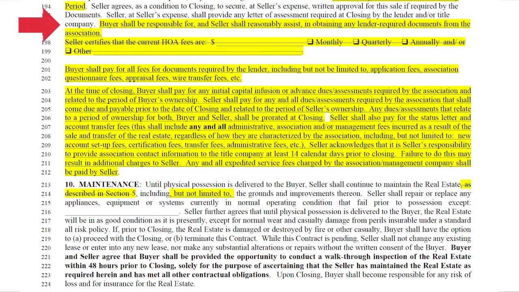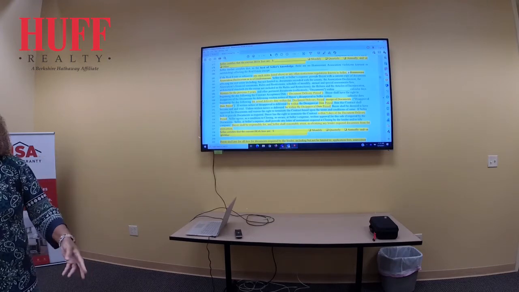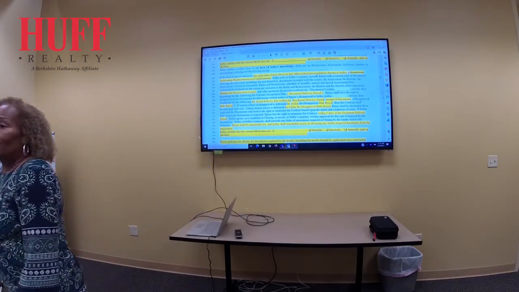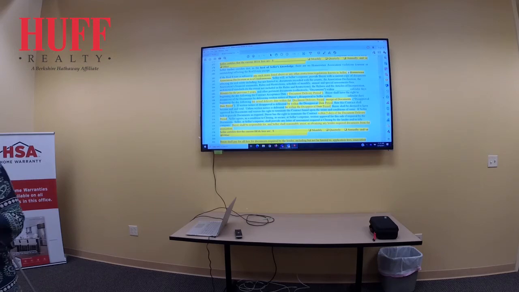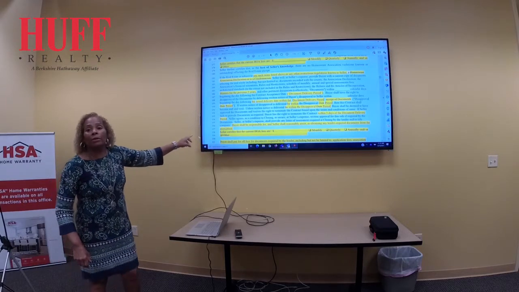This line here, it says buyer shall be responsible for and seller shall reasonably assist in obtaining the lender required documents from the association. Now the interesting thing about that is it says that the buyer has to get all this information, and the seller has to assist. But what happens if the assistance is not good enough and they can't get the documents, and they're lender required? Remember, going back to your financing contingency, the lender says, I've got to have all these documents in order to meet this timeline, and then you run into a problem here.